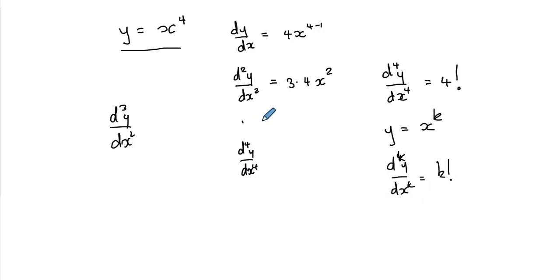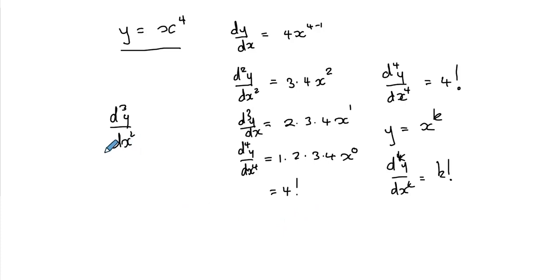If you want to confirm that, you can check here. We've already got 3 times 4. If we calculate the third derivative, it will be 2 times 3 times 4 times x to the power 1. Then when we get to the fourth derivative, we get that power 1 multiplied by 2, multiplied by 3, multiplied by 4 times x to the power 0, which is exactly 4 factorial, since we all know that x to the power 0 is equal to 1. So that is very important.